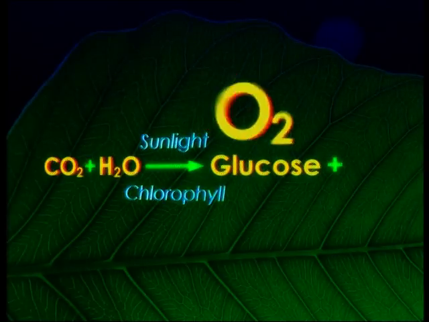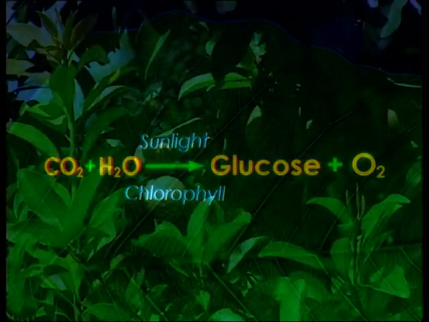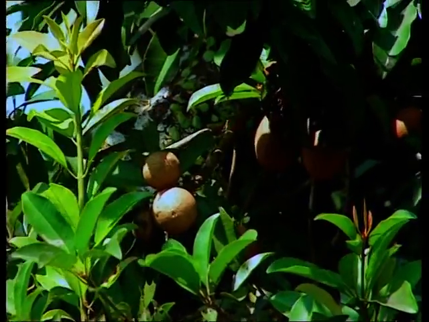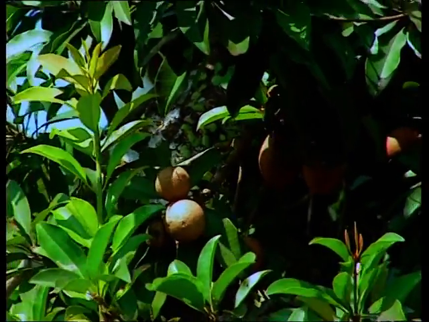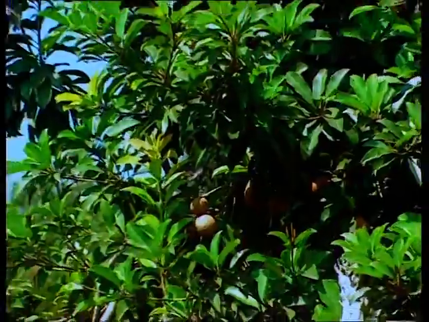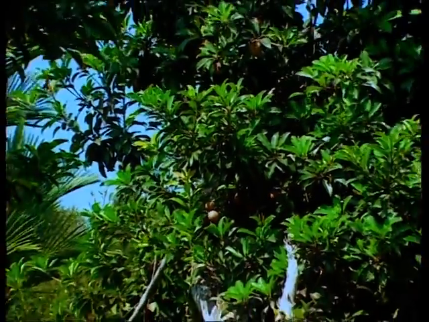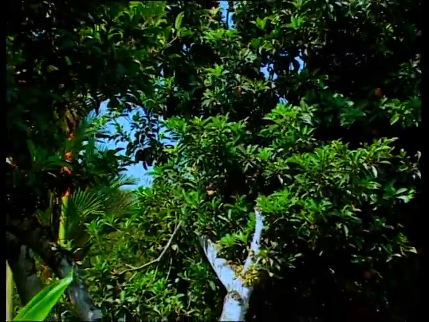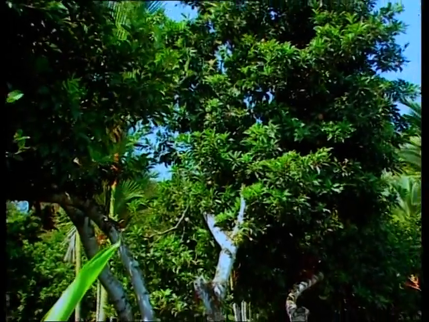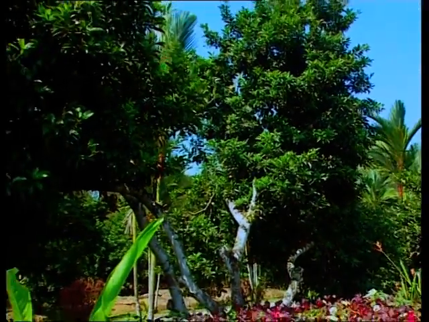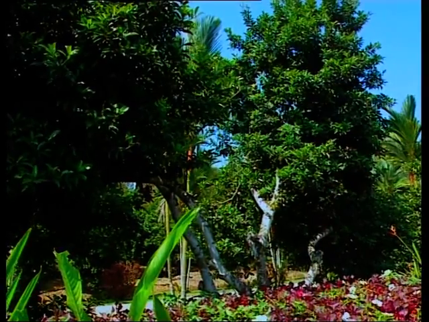Glucose and oxygen are the products of photosynthesis. Plants use glucose for energy. The energy is used by plants for growth and for maintaining temperature. Excess glucose is stored as starch in different parts of the plant, such as the leaves, stem, roots, and fruits.